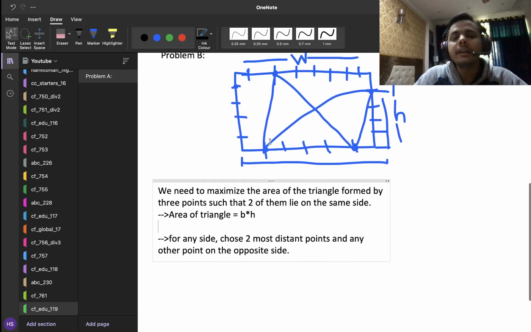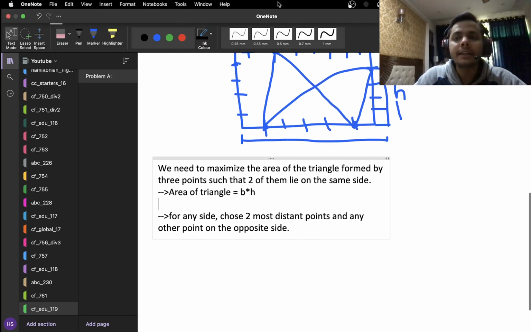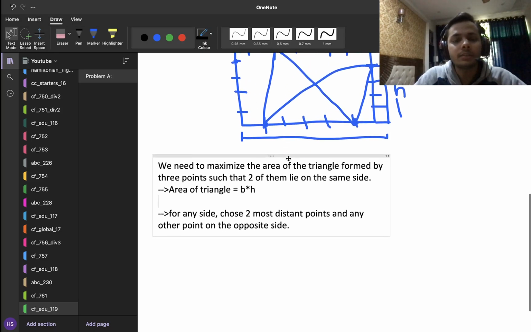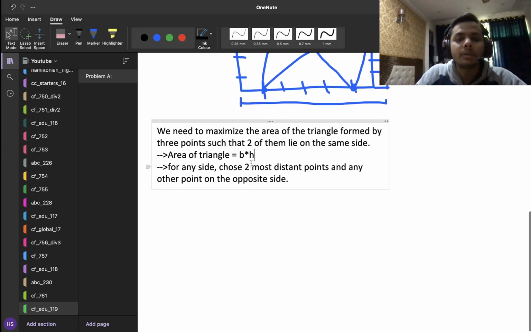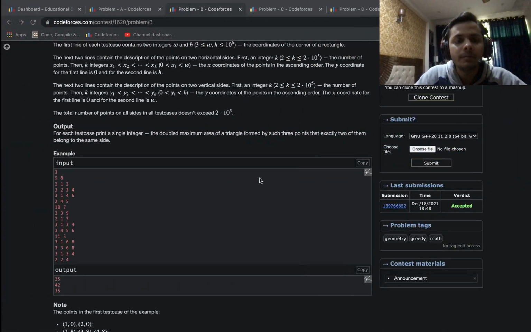So if you are currently on a horizontal side, then the area you'll get is the distance between two most distant points multiplied by h, and if you are on a vertical side, then the area you'll get is the distance between the two most distant points multiplied by w. So you will get these 4 values, and at the end of the day you need to take the maximum of these 4 values, and that pretty much sums up the problem. So let's just have a look at the code.